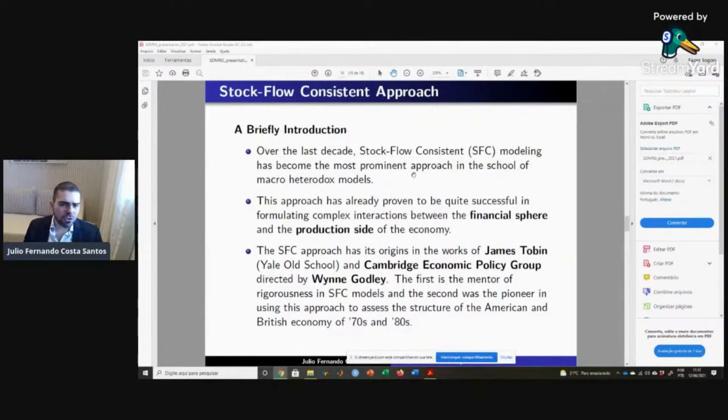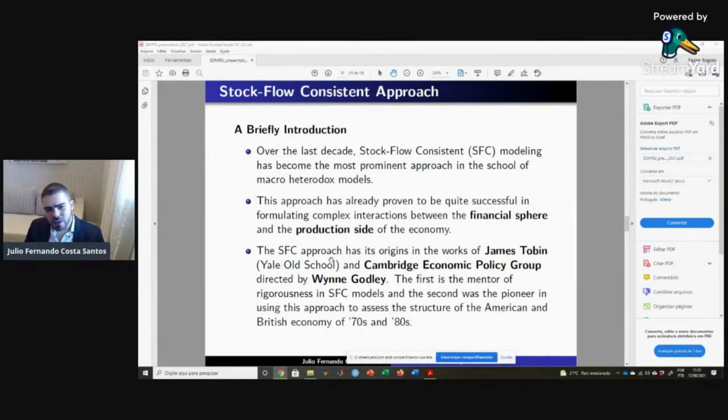A very brief introduction. This is, of course, not a course on stock and flow consistent modeling, but just to mention, over the last decade, stock and flow consistent modeling has become the most preeminent approach in the school of heterodox macroeconomic models. This approach has already proven to be quite successful in formulating complex interactions between the financial sphere and the production side of the economy.